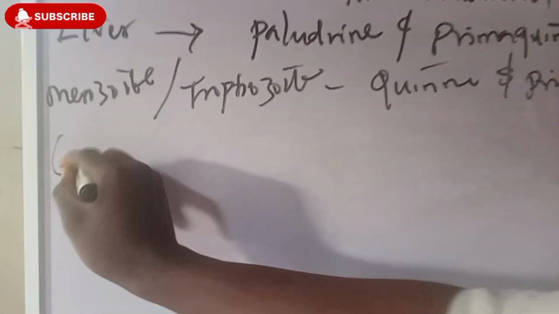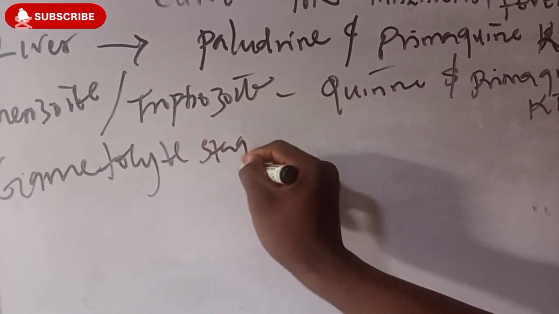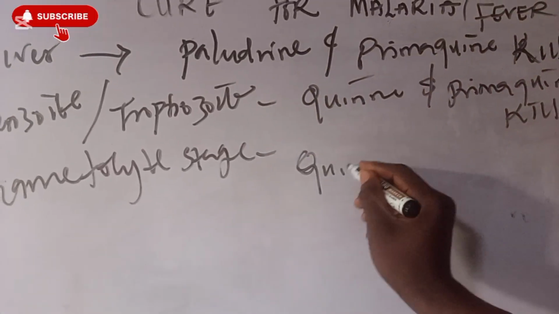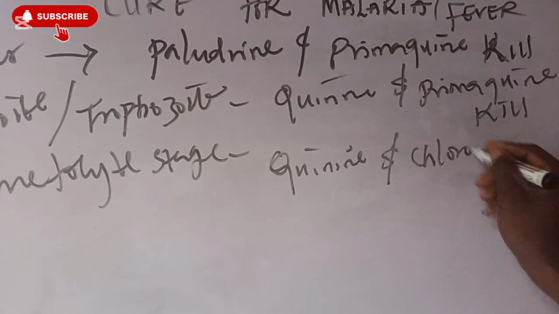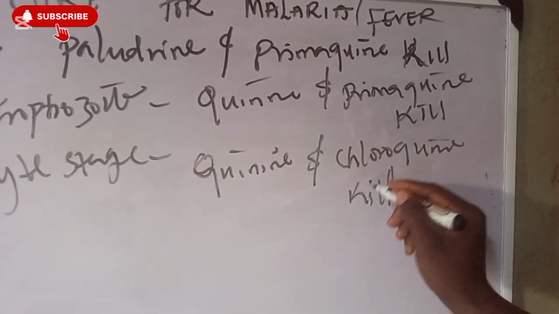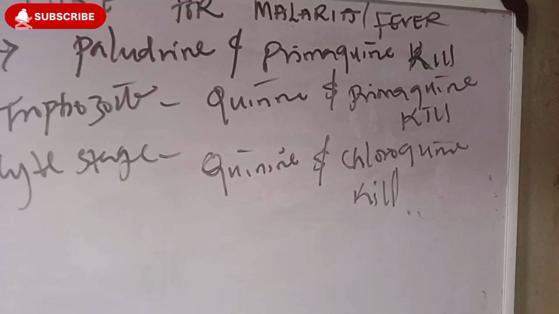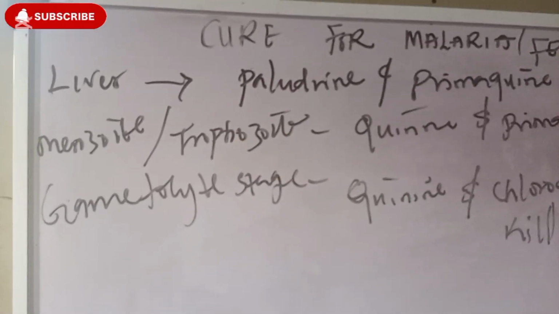But if it's in the gametocyte stage, we'll use quinine and chloroquine. This will help to kill the stage in the gametocytes. So that is all for malaria, mosquito, all that.